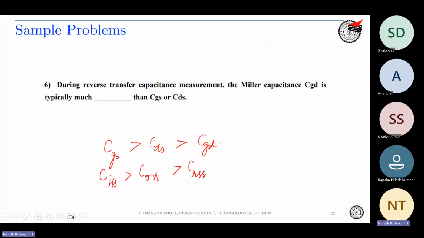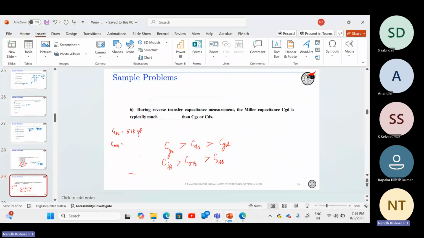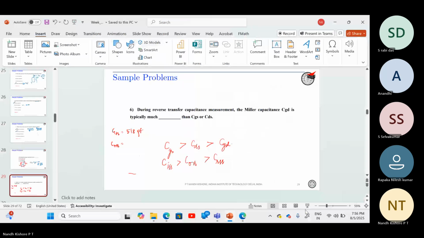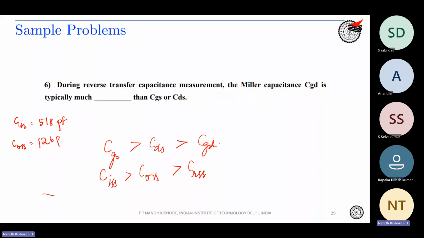So CISS is 518 picofarad. COSS is how much? COSS is output capacitance, right? 126 picofarad. And CRSS is just around 6 picofarad. Okay, so I have given you CISS, COSS, and CRSS.